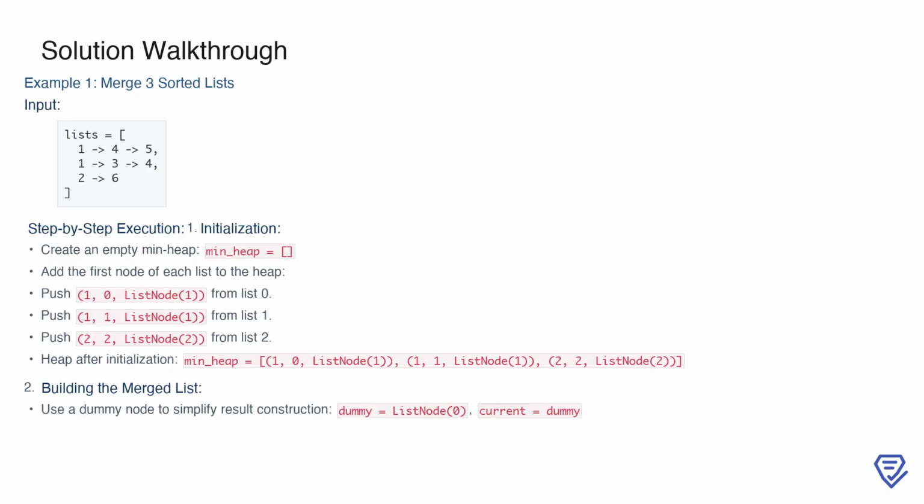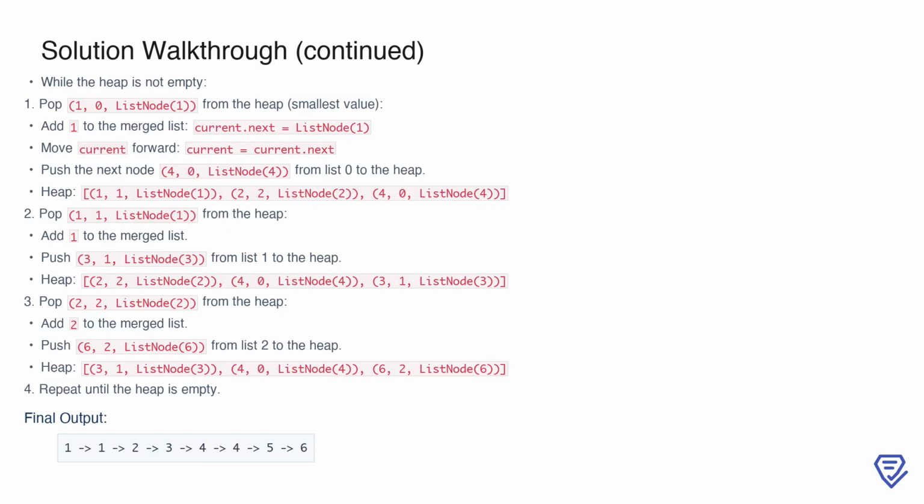Next, we set up a dummy node, which serves as the starting point for our merged list. A pointer called current is used to help us build the merged list step by step. Now, we begin the process of building the merged list. While the heap is not empty, we repeatedly extract the smallest element from the heap. First, we pop the node with value 1 from the first list. This value is added to our merged list by linking it to the current pointer. We then move the current pointer forward.